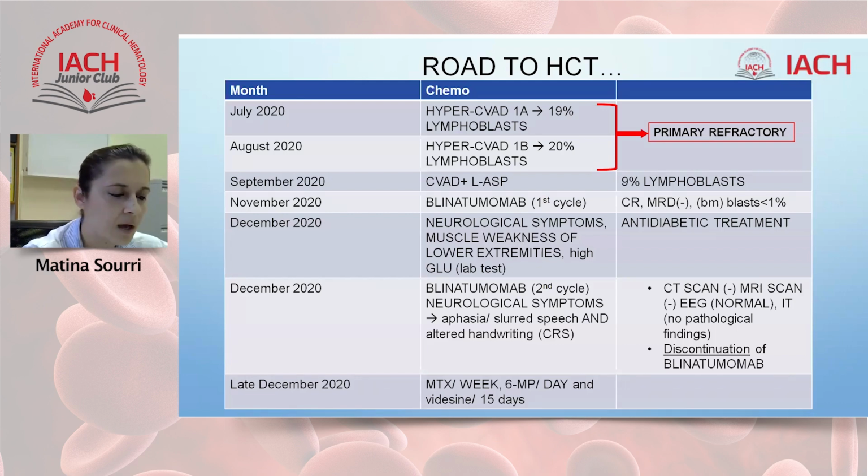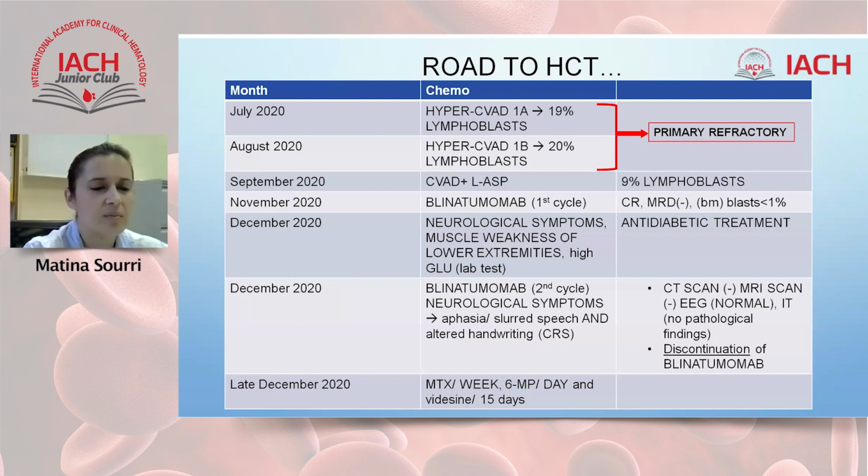When the time came, she was given the second cycle of blinatumomab, but unfortunately, she presented with more severe neurological symptoms, such as aphasia, slurred speech, and altered handwriting, all of which constitute what we know as cytokine release syndrome, CRS. So CAT scan, MRI scan, and EEG were performed with no pathological findings, and a lumbar puncture was also performed to rule out CNS involvement. It was also negative. Due to the clinical manifestations of CRS, blinatumomab was actually discontinued.